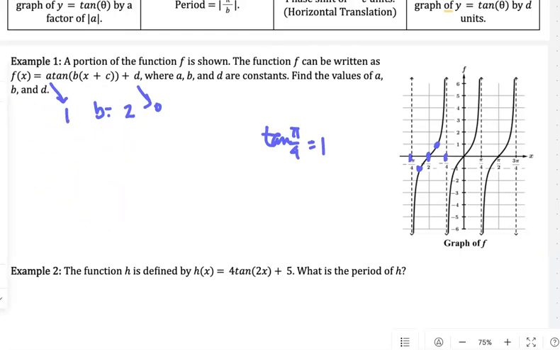Okay, my next question states, the function h is defined by 4 tangent 2x plus 5. What is the period? Well, remember that period equals pi over b, and in our case here, b is 2, so the period is pi over 2. In fact, it's the same period as this one we just did right above it.